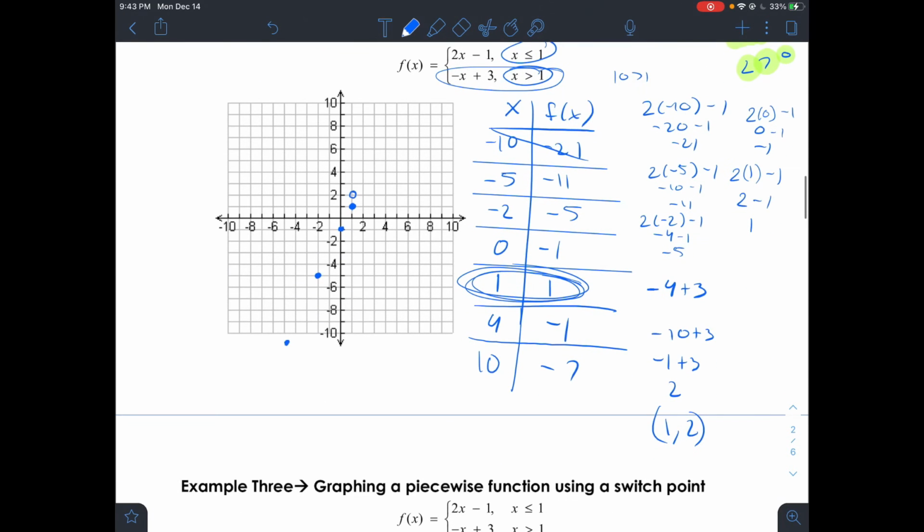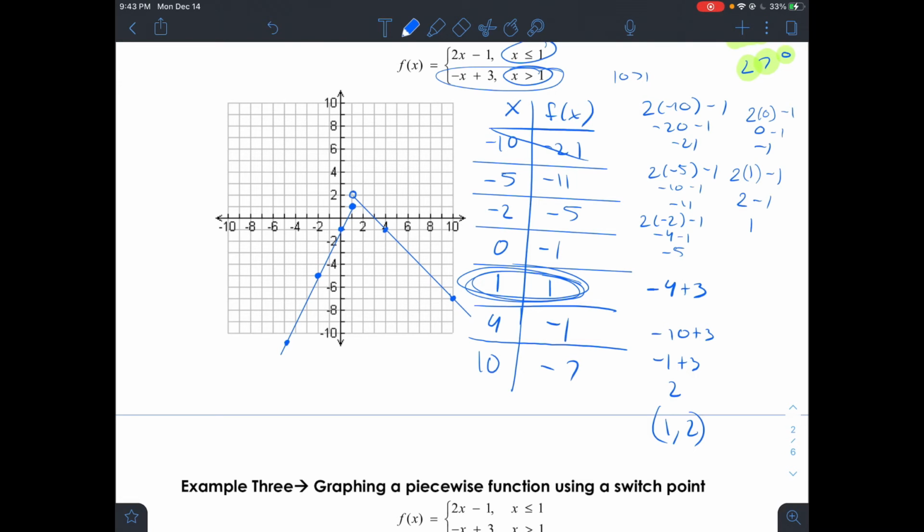All right. Then you can go plot the other ones. We got 4, -1. And we've got 10, -7. So we'd be down here. All right. So then we can go ahead and draw in our lines here. Ooh, whoa. And those would be our functions.